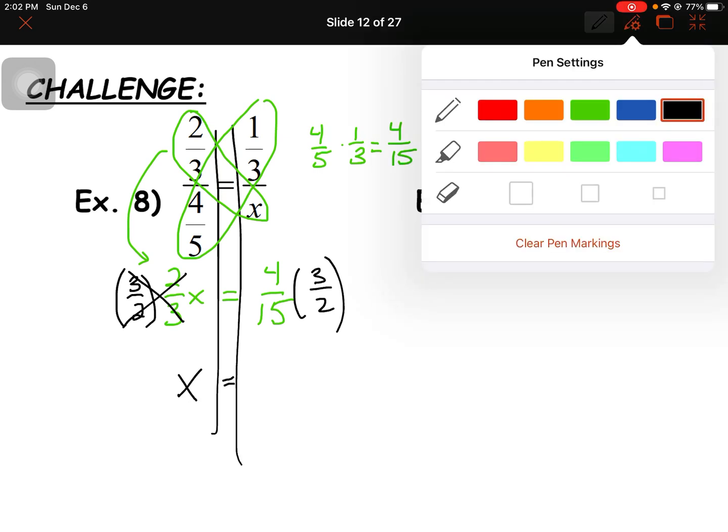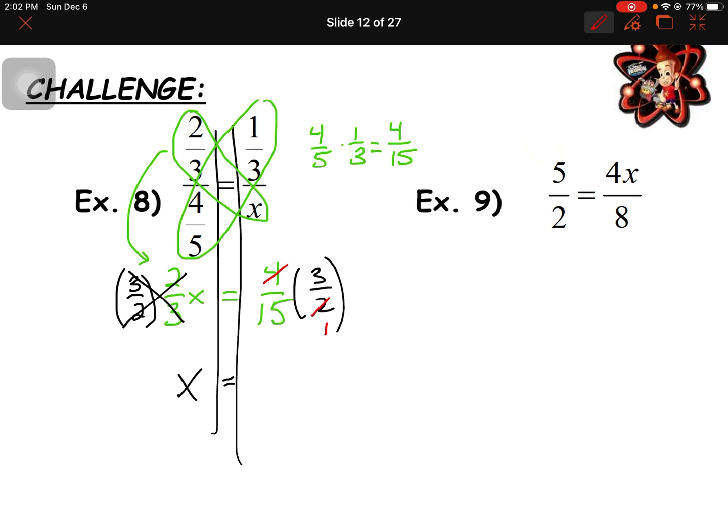And now I can try to simplify. So I look here and I see a 2 divided by 2 is 1. 4 divided by 2 is 2.